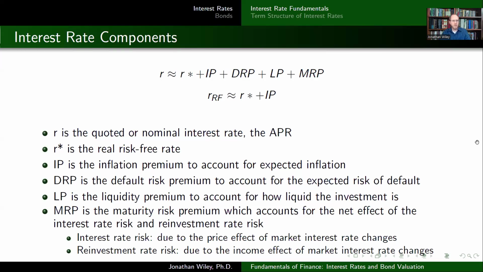All right, so in this video, I'm going to talk a little bit about interest rate components. The basic idea behind this is that we can break up the nominal or quoted interest rate, the rate you typically think of as being associated with a loan, into component pieces.